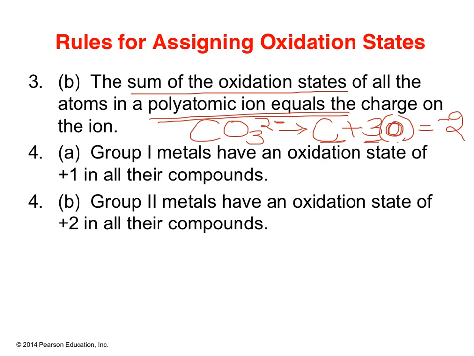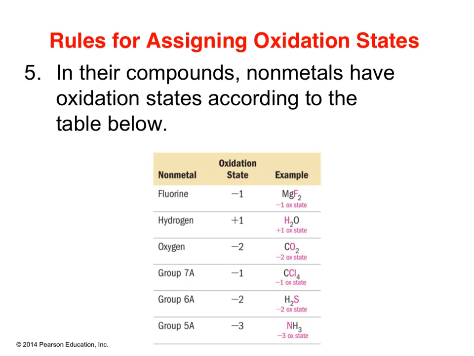And group 1 metals have an oxidation state of +1 in all their compounds. Group 2 have an oxidation state of +2 in all their compounds. In their compounds, non-metals have oxidation states according to the table below. Fluorine always has -1. Hydrogen always +1. Oxygen always -2. Group 7A, -1. Group 6A, -2. Group 5A, -3.